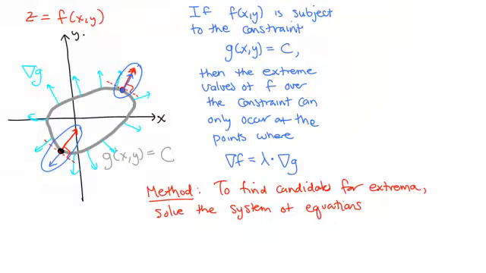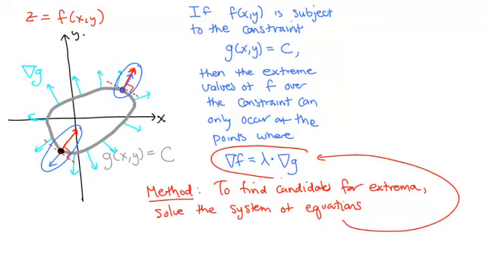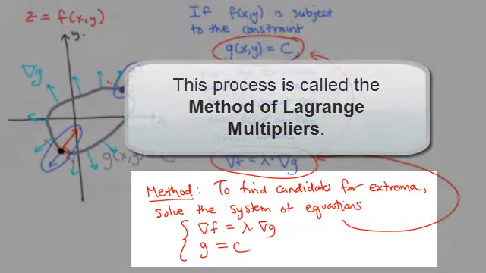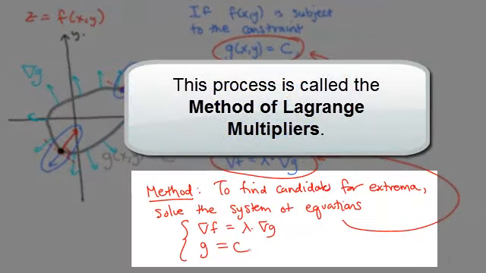The method is as follows. To find a candidate for the extrema, all we need to do is solve the following system of equations. We have to first solve that the gradient of f is equal to lambda times the gradient of g, but we also need to make sure that we find a value of x y that plugs into g to make it equal to c, otherwise we're not on the constrained curve at all. And so the system of equations we need to solve are the gradient of f is equal to lambda times the gradient of g, and g is equal to c. This is actually three equations in three unknowns.